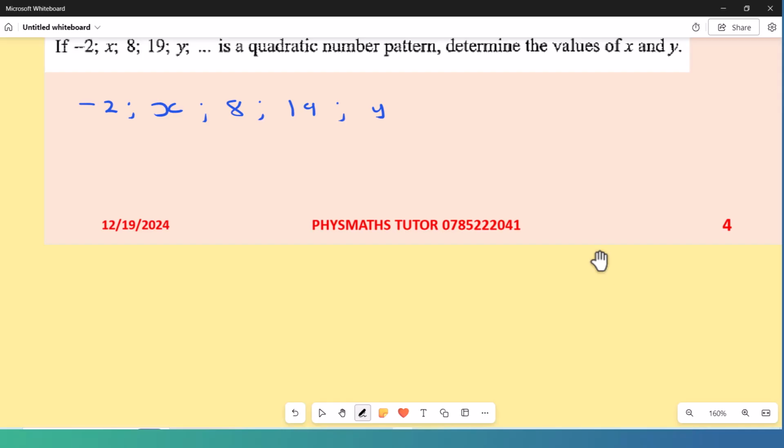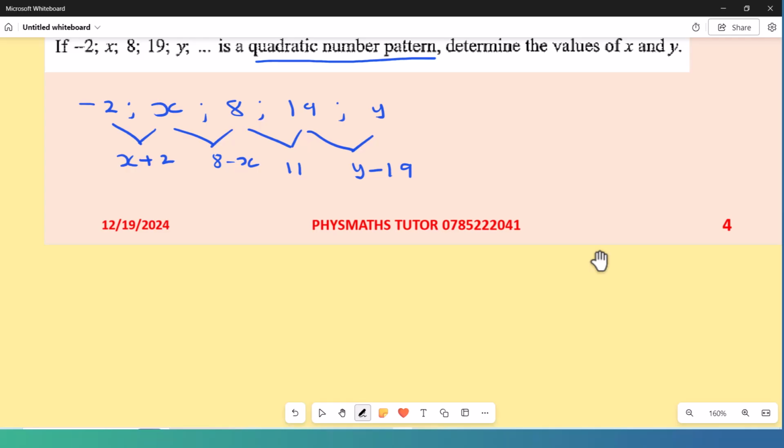We know it's going to be x minus negative 2, making it x plus 2. What about here? 8 minus x. What about here? 19 minus 8, which gives us 11. What about here? y minus 19. Then because they say it is a quadratic number pattern, we must have a constant second difference.